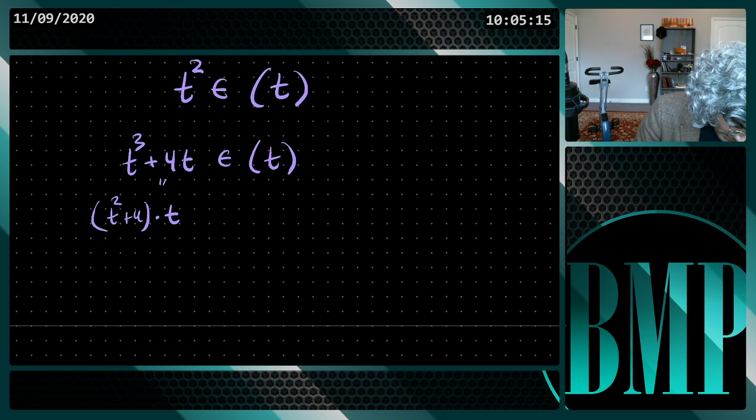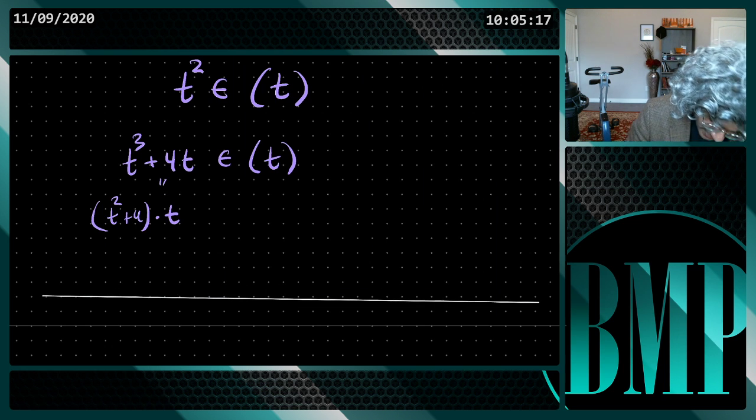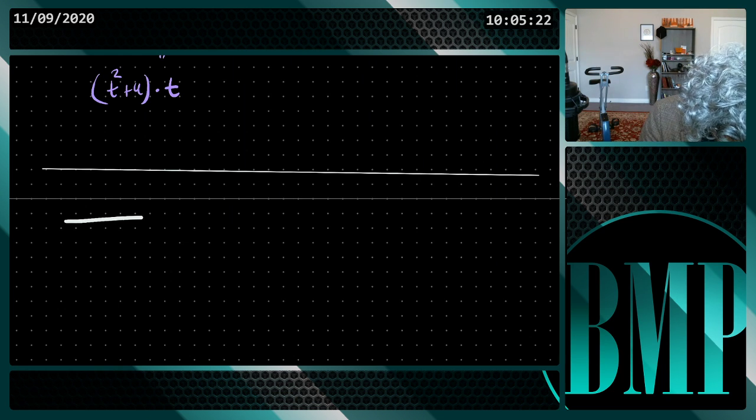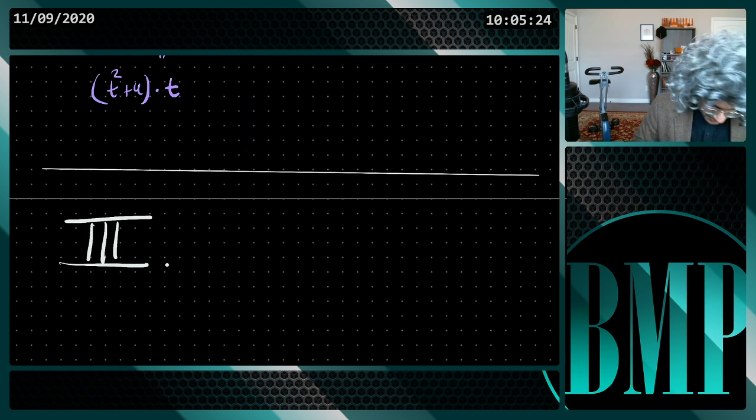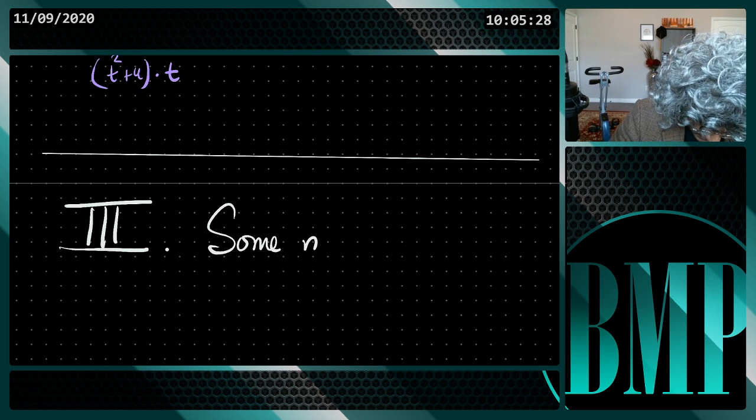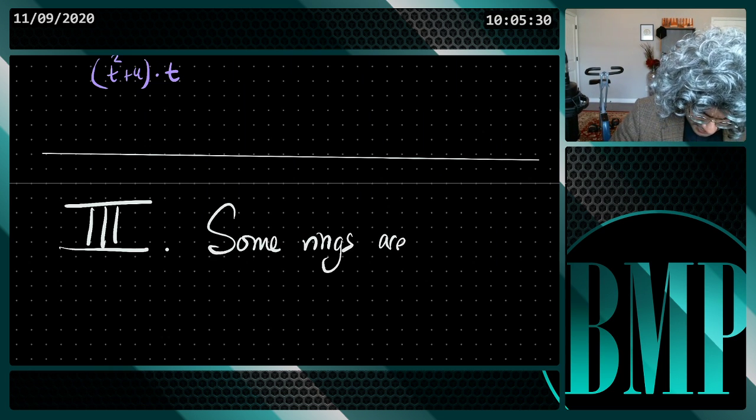And now we're gonna switch to a theorem. So we're gonna try to state a theorem. Some rings are simpler than others.